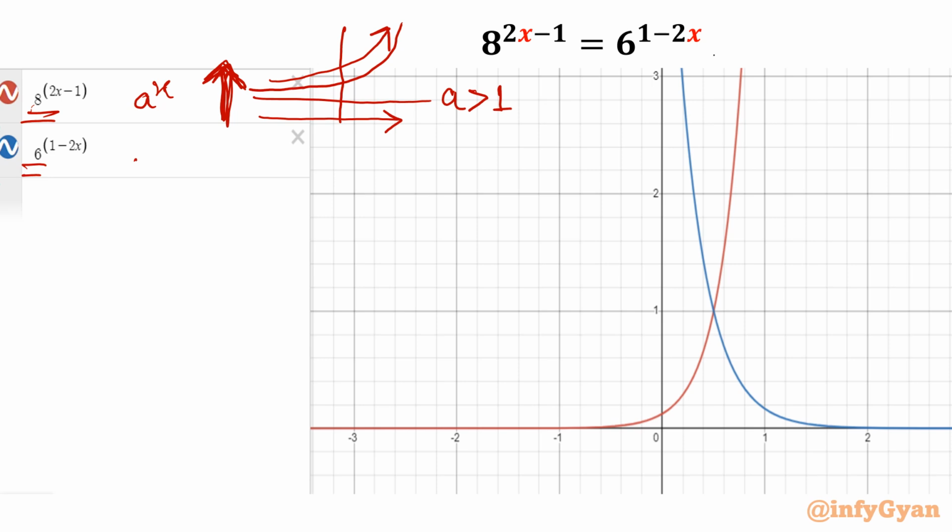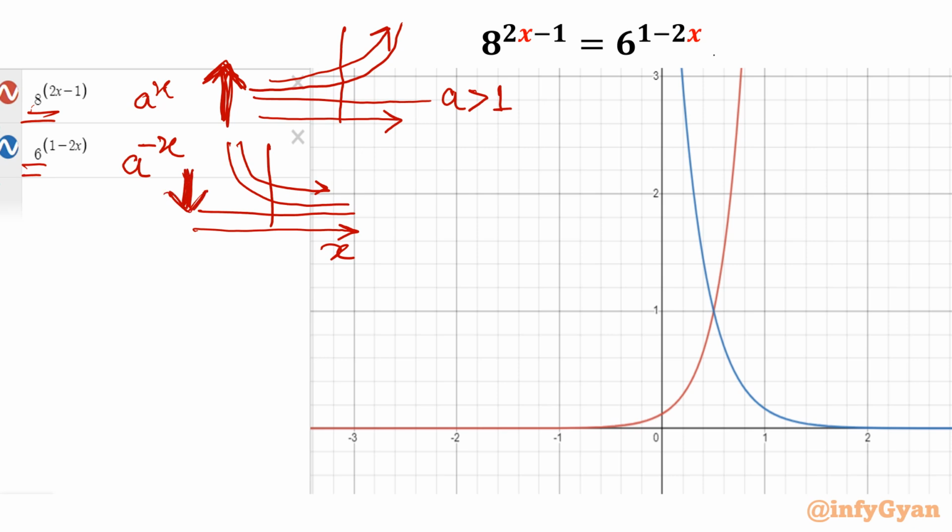Now come to the second graph. Again a is greater than 1 because it is 6. So it is of the form a raised to the power minus x. If you check, when we move from minus infinity to plus infinity, the function is decreasing. So this function is a monotonic decreasing function. To conclude, we have two graphs. One graph is monotonic increasing this way, another graph is monotonic decreasing this way.